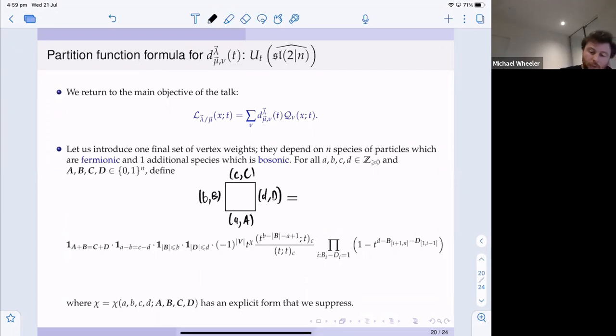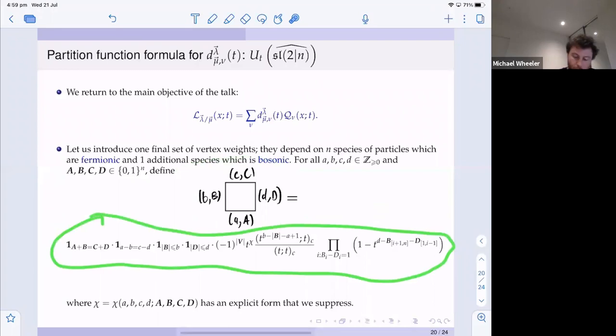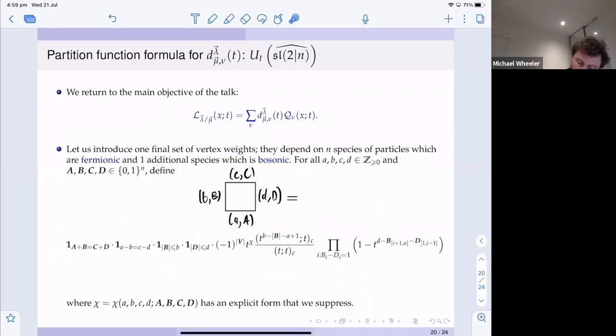So capital A, B, C, and D are binary strings as before. And little a, b, c, and d are going to be non-negative integers. So this is the thing I'm looking at, and they have some explicit form for the weights.